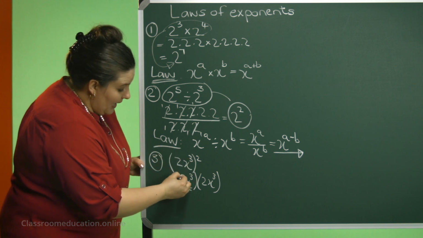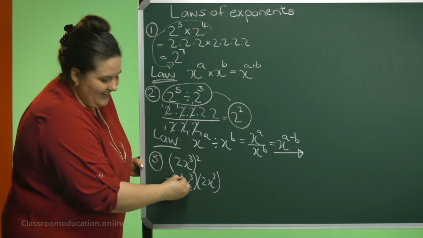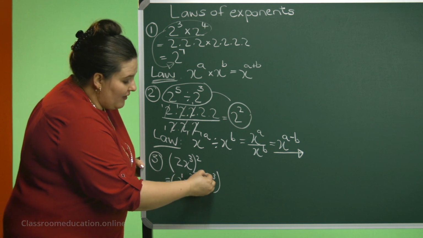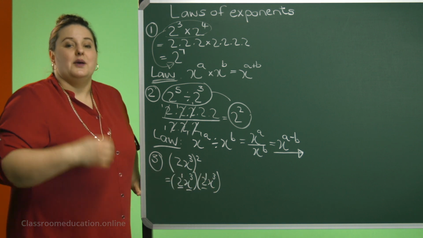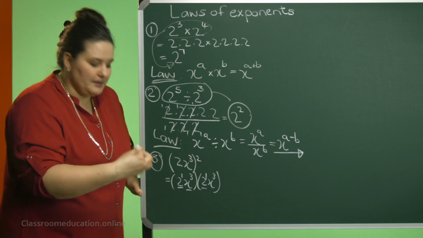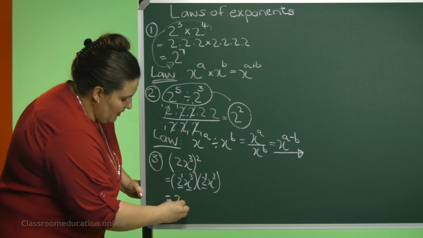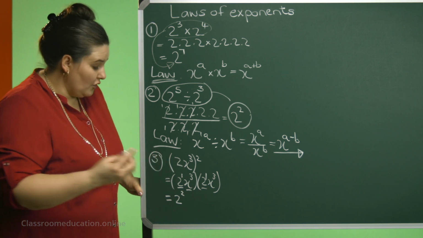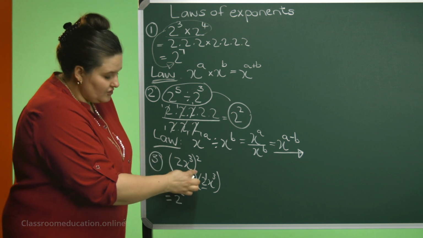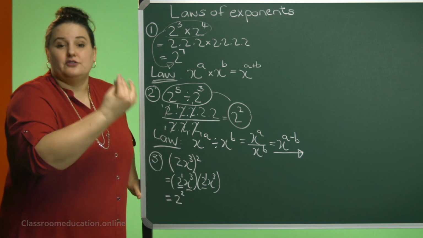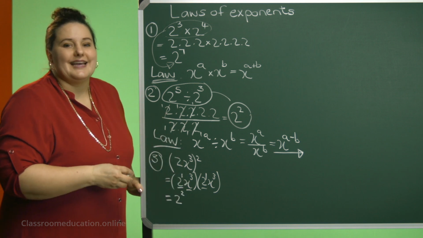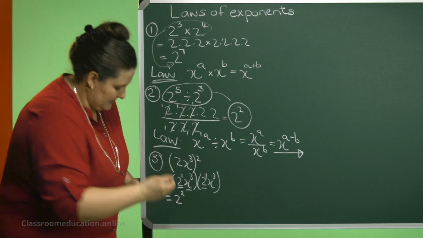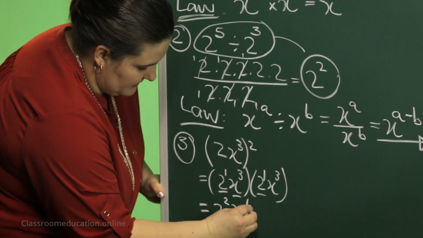So 2 to the power of 1, and there's a 2 to the power of 1. Yes, bases are the same. They're being multiplied. So add the exponents. So it's 2 to the power of 2. And the x's, x to the power of 3 times x to the power of 3, will be x to the power of 6.